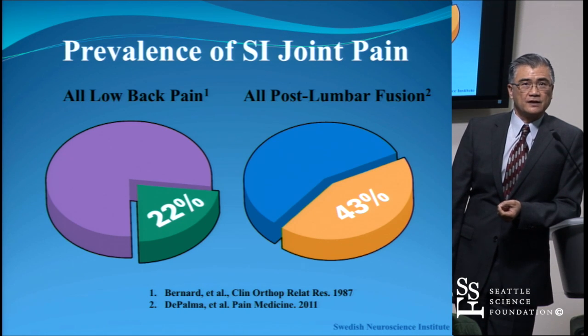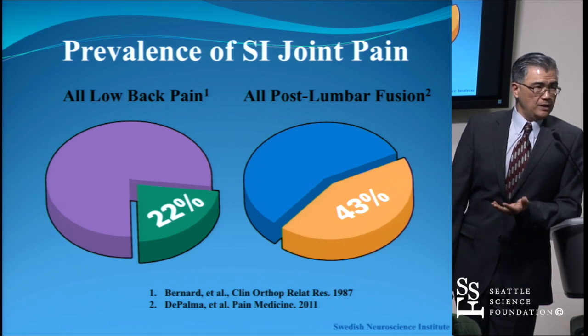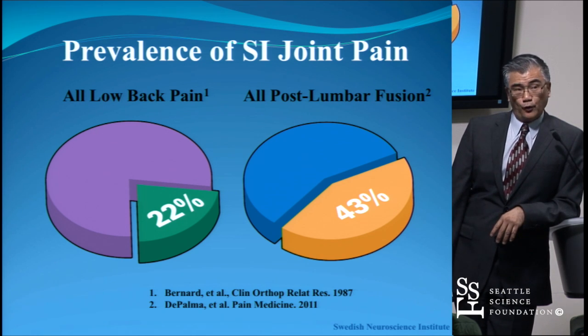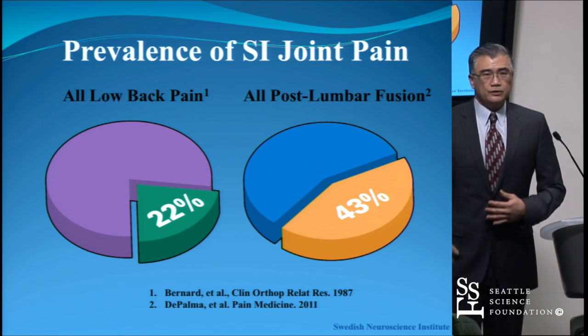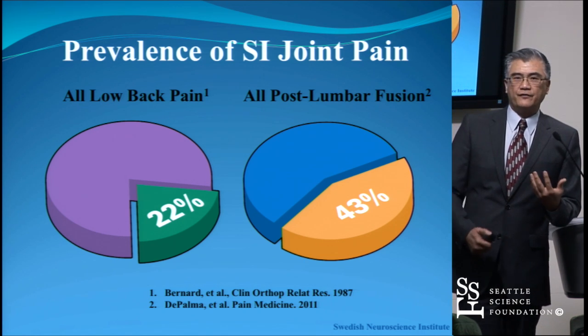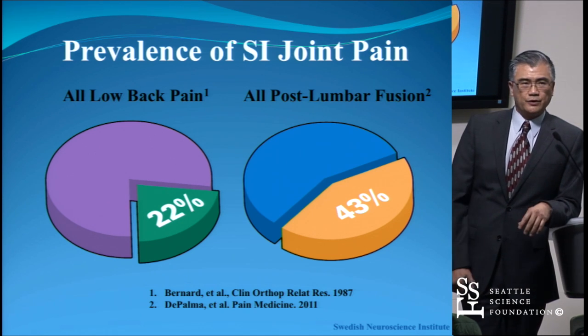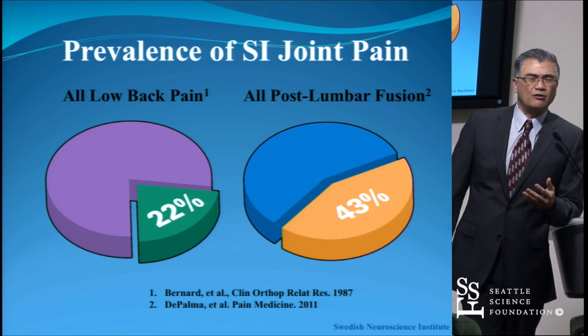So this is from a couple of studies showing that of all lower back pain, 22% can be caused by SI joint pain, as I mentioned earlier. But for those people who have a lumbosacral fusion, about 43% can have SI joint pain. So a lot of the time when we see the patient, including myself in the past especially, the patient, after my fusion a few years ago, like an L4 to S1 fusion, was doing great, and then comes back to see me and has more pain.